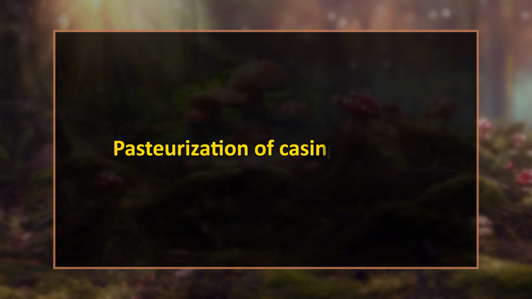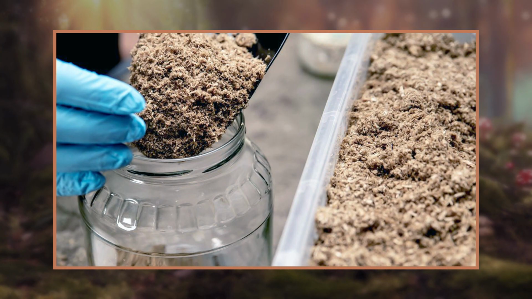Dear students, let's now talk about the pasteurization of casing mixture. In farms where facilities for pasteurization of compost with steam are available, casing can also be pasteurized. For the pasteurization of the casing mixture, casing soil is filled in trays, and trays in turn are stacked in the pasteurization room.